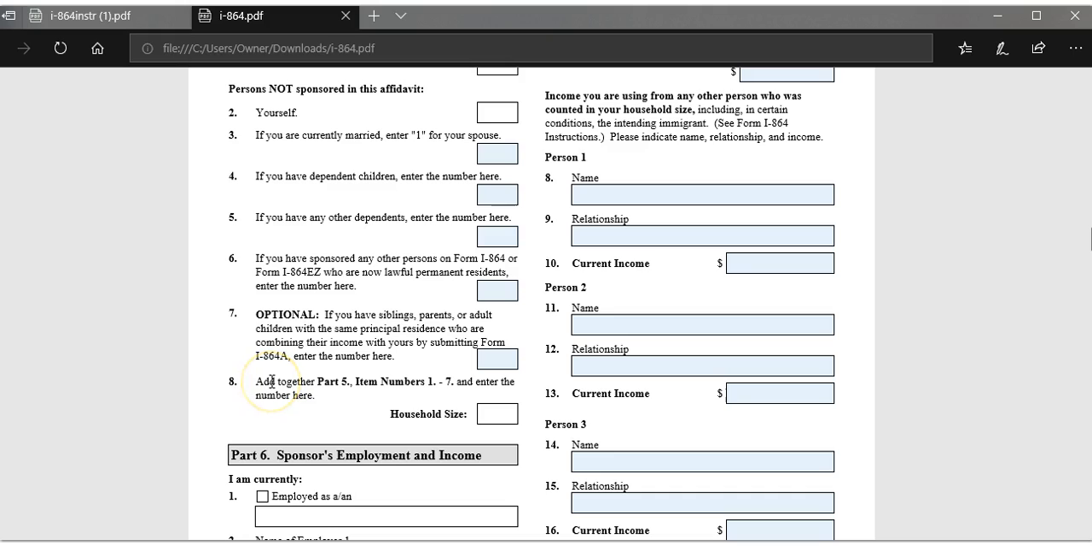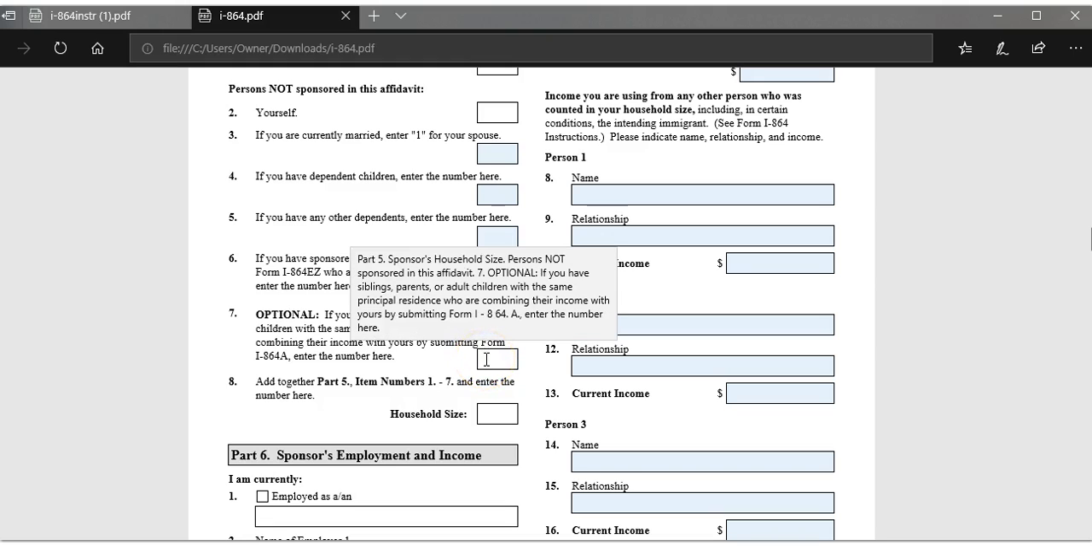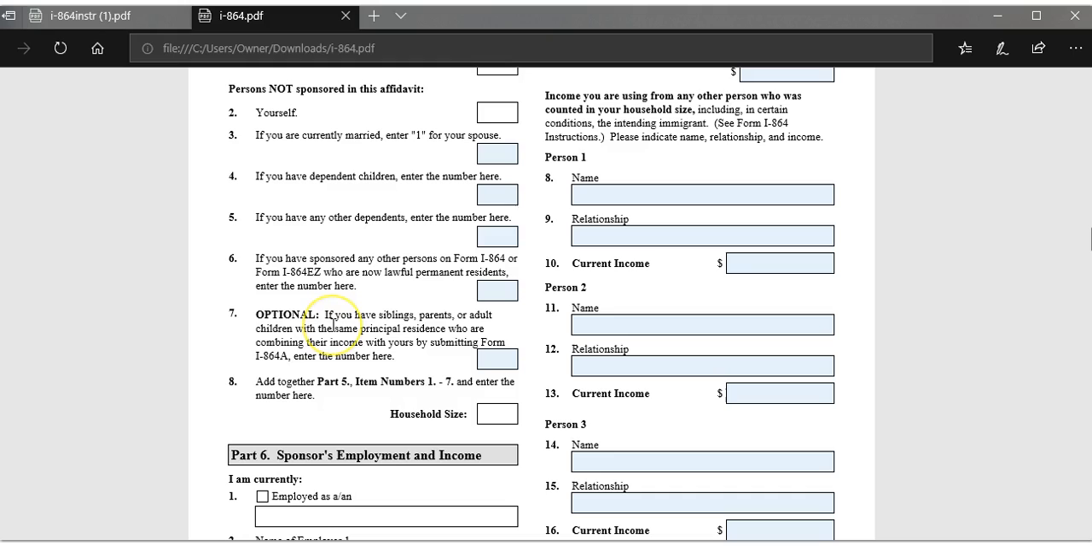Okay, and the reason to include this individual is if you want to count their income for the purpose of this form. If so, they will need to complete an additional form called Form I-864A. Okay? But if you don't want to add these family members that live in your house because you are not using their income for the purpose of this form, and these people could be your parents, brothers, sisters, or adults over 21 years, you don't have to write down the number if you are not using their income. This is optional. Okay? Clear?